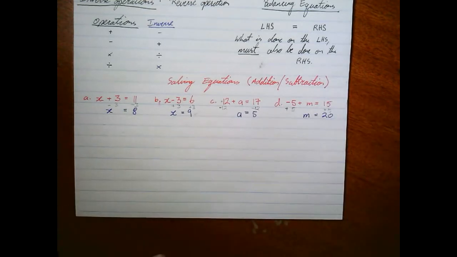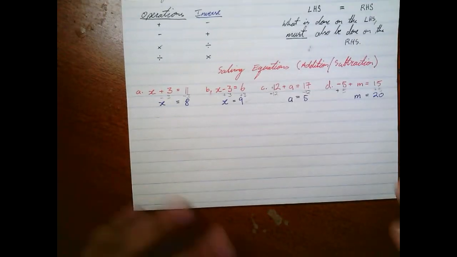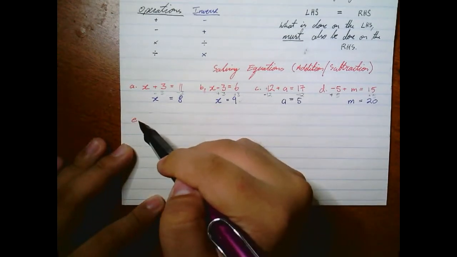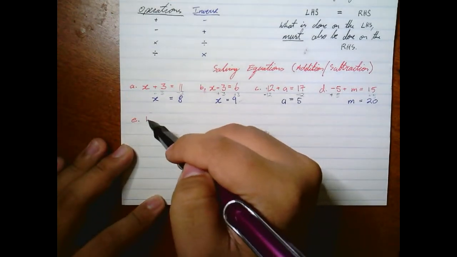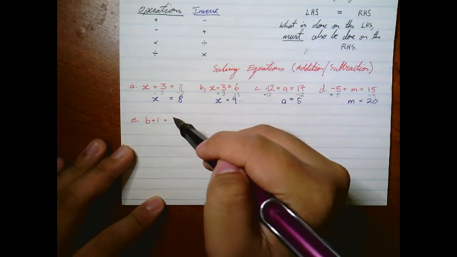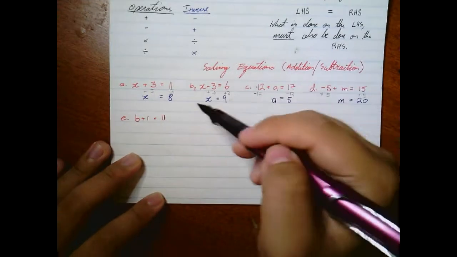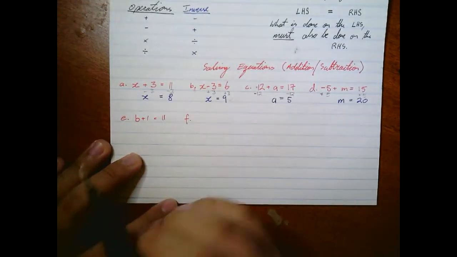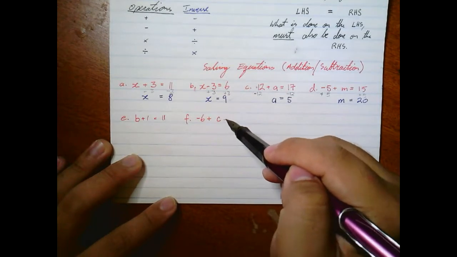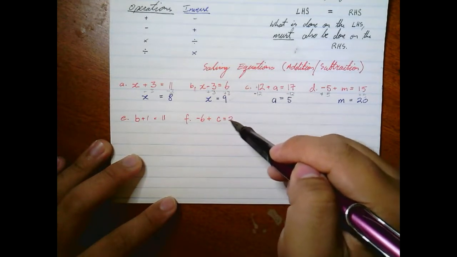Okay, so I'm just going to write a few for you. I want you to go ahead, give them a go. And as soon as I finish writing them, I'm going to solve them for you. A, B, C, D. Question E. B plus 1 equals 11. Question F is minus 6 plus C equals 20.